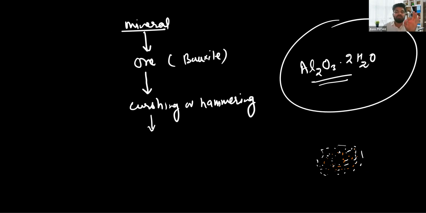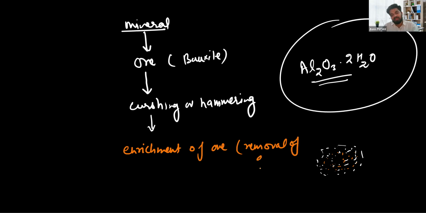We need to bring the particles of ore separately and remove the gangue, or impurities, from it. So the next step is enrichment of ore, or we can say the removal of impurities, the removal of gangue. Gangue is impurities, okay? Removal of gangue. This is also called concentration of ore.